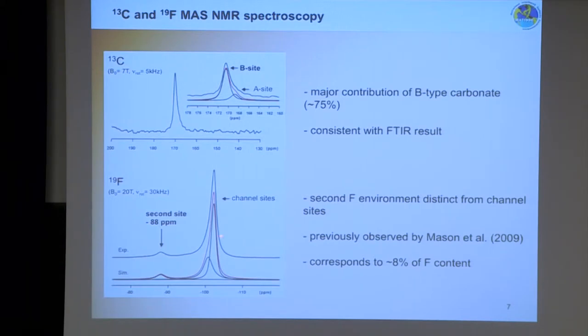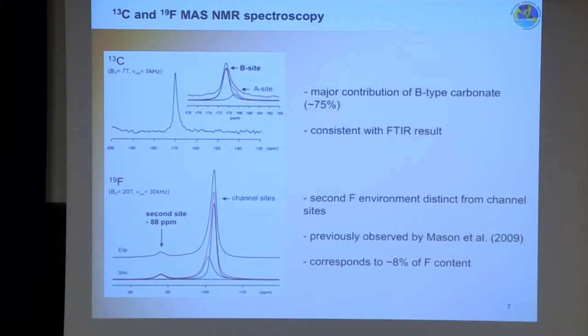And concerning the fluorine, you observe a major signal here, quite broadened, which is related to the fluorine in the channel sites of the apatite. But more surprisingly, you observe a second site, which corresponds to a second environment of fluorine in this sample. This second signal was previously observed by these authors, but was not clearly interpreted. And this is very significant because it corresponds to about 8 to 10% of the total fluorine content.